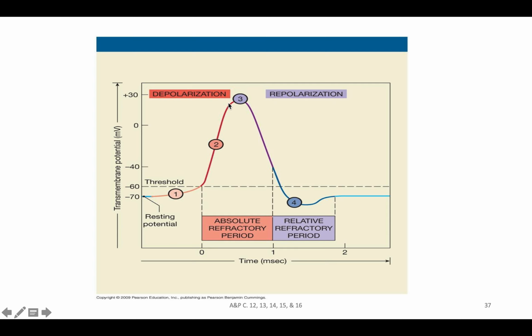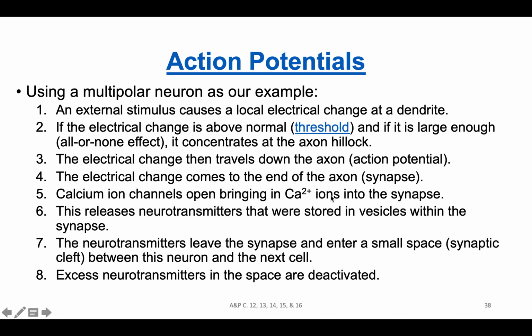It's going to go through the depolarization stage, the repolarization stage, and then the hyperpolarization stage so it can set back to normal. So you can see here you have your absolute refractory period when you have that big peak between depolarization and repolarization, and your relative refractory period is when you're dipping below into that hyperpolarization stage.